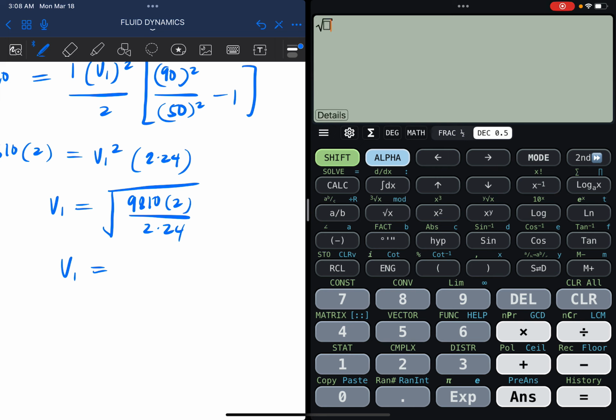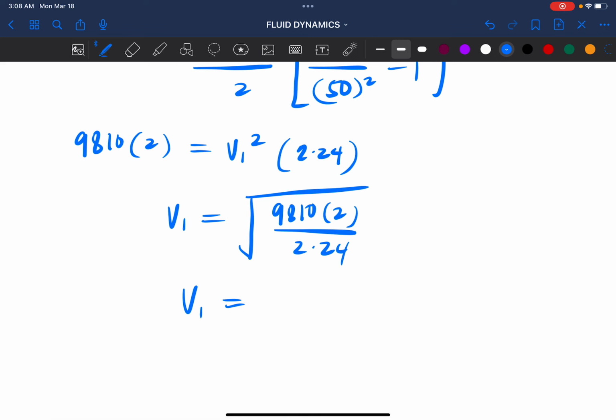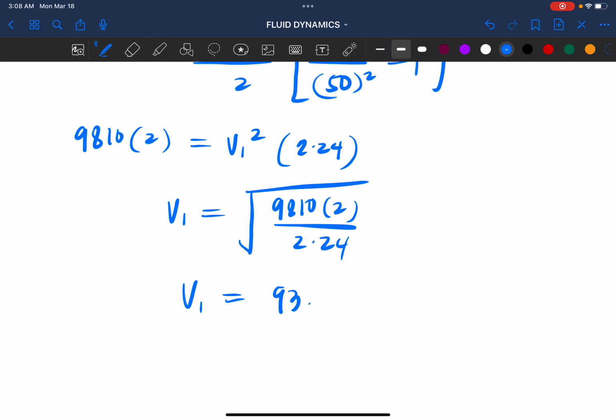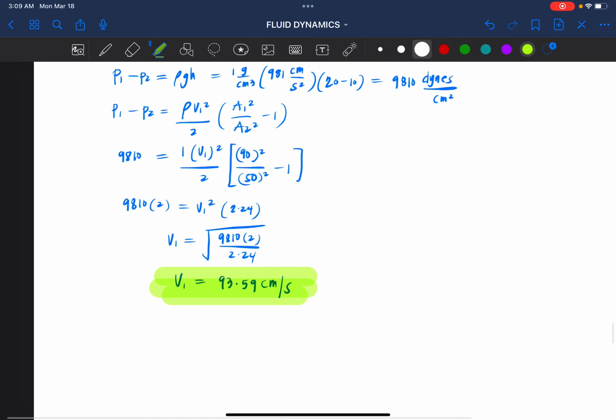Square root ng 9,810 times 2 over 2.24. So, this is 93.59. Ito ngayon, 93.59 centimeter per second. Ito class yung final answer nyo.